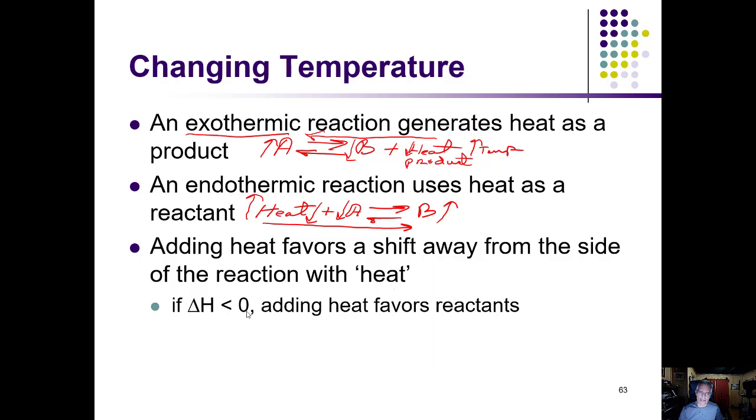Okay? If delta H is less than zero, adding heat favors reactants. Okay, that's over here where heat is a product. This is exothermic. That's consistent with the first example that we used. You can just go over that till you get it.